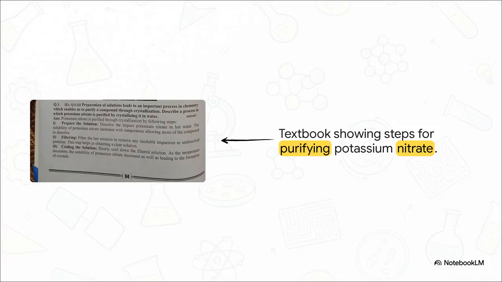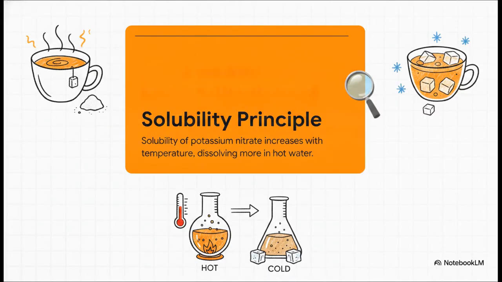This classic textbook method we're looking at really sets the stage for everything we do in the lab. It's a foundational process that lets us take an impure compound, specifically potassium nitrate, and completely purify it through a process called crystallization in water. Before we get into the actual steps, you really have to understand the engine driving this whole thing. We call it the solubility principle.